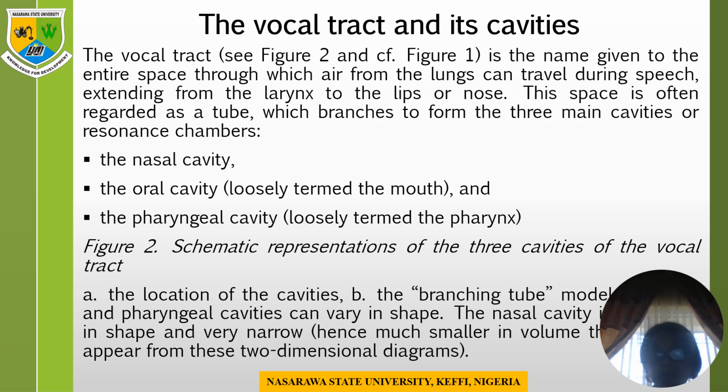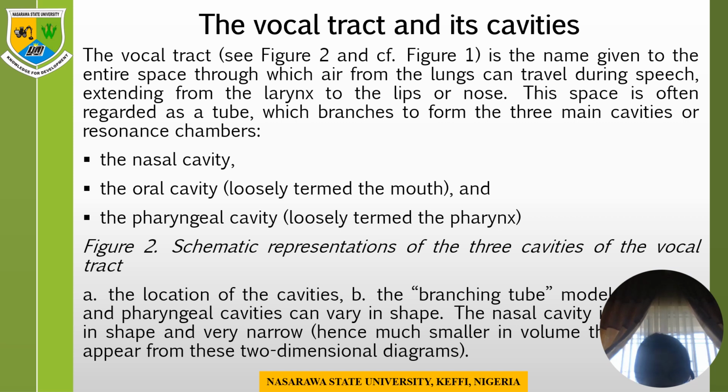The vocal tract and its cavities. The vocal tract, see Figure 2 and compare Figure 1, is the name given to the entire space through which air from the lungs can travel during speech, extending from the larynx to the lips or nose. This space is often regarded as a tube which branches to form the three main cavities or resonance chambers. 1. The nasal cavity. 2. The oral cavity, loosely termed the mouth, and 3. the pharyngeal cavity, loosely termed the pharynx. Figure 2 is titled Schematic Representations of the Three Cavities of the Vocal Tract. A. The location of the cavities. B. The branching tube model.